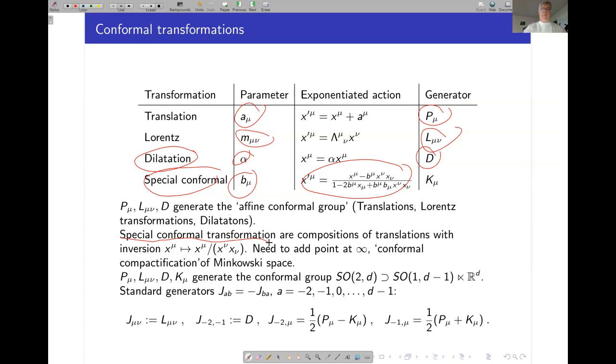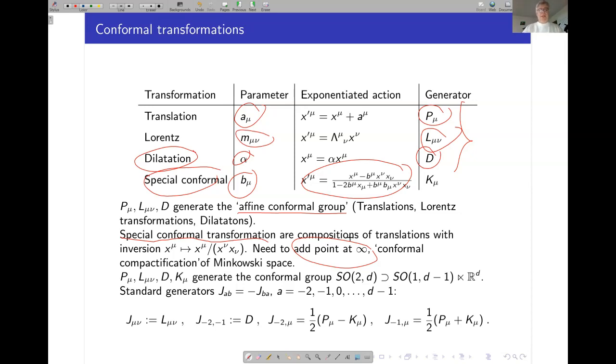If you just augment the Poincare group by dilatations, you have the so-called affine conformal group, which still acts by affine transformations, meaning linear transformations and translations. But with the special conformal transformations, if you really want to make sense of these transformations, you need to add a point or points at infinity. And this is called the conformal compactification. Conformal compactification of Minkowski space specifically adds in one particular point at spatial infinity, but the same point for all times.